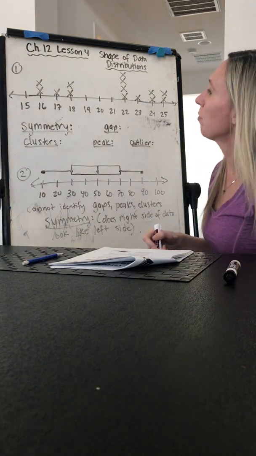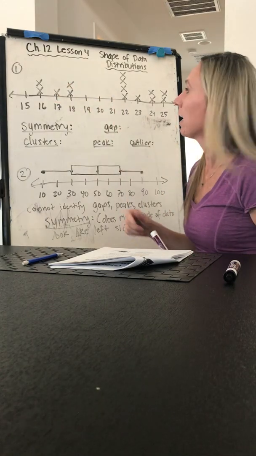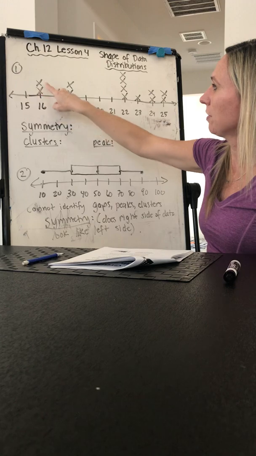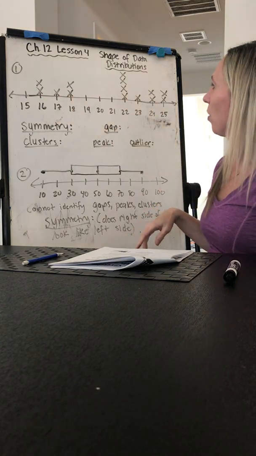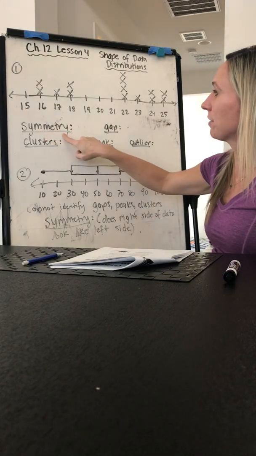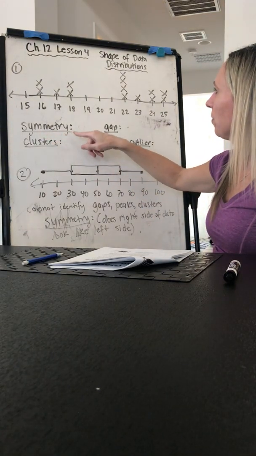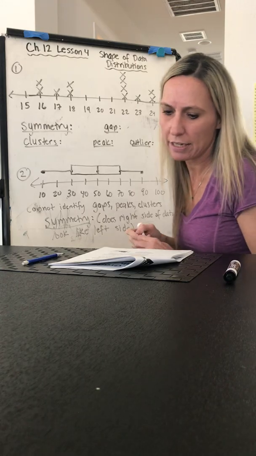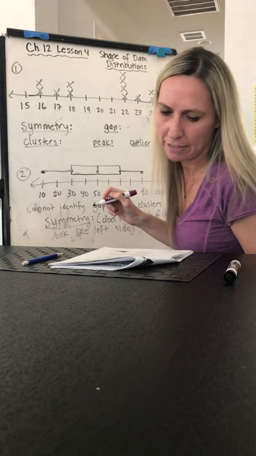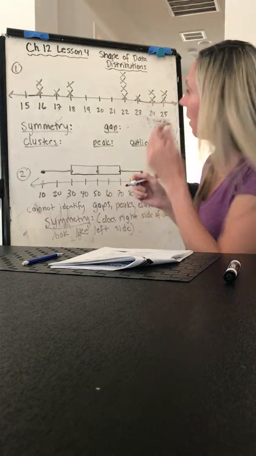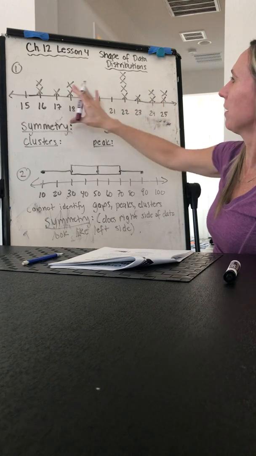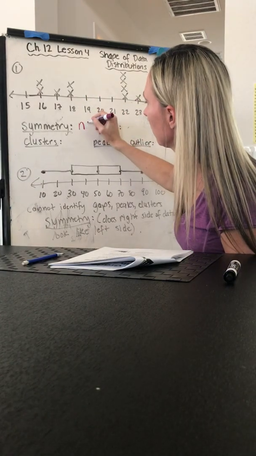So let's look at number 1, example 1, on page 892. Here's the data. They give this to you in this plot. You see the X's here. We're just going to describe the shape. First of all, let's see if there's symmetry. There is no symmetry here. These are kind of different, so we're just going to say no.